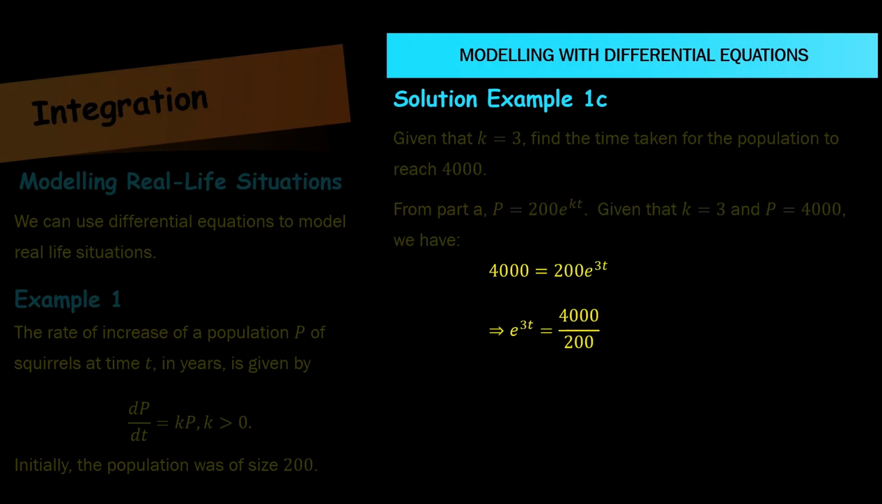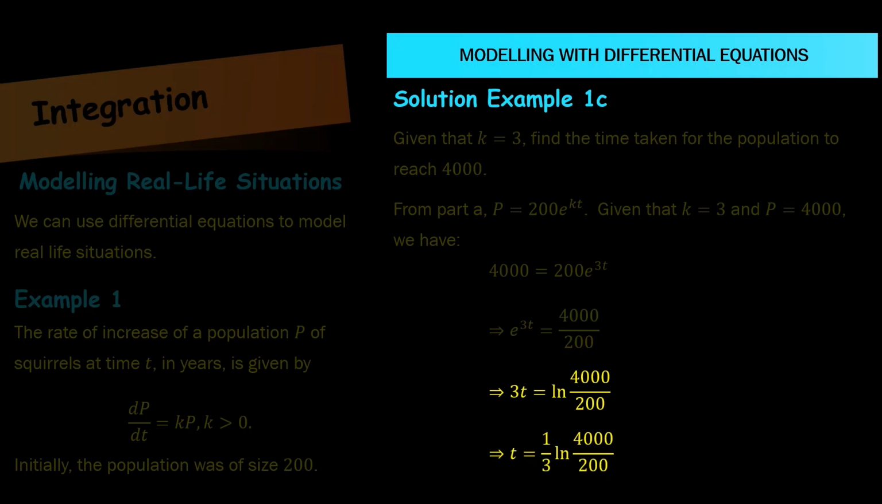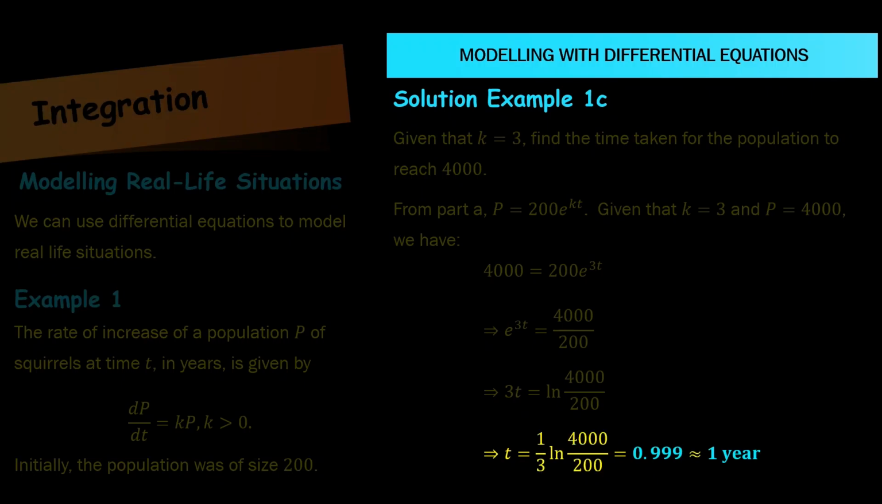Rearranging this, or dividing through by 200, gives us e to the power 3t equals 4000 divided by 200. And then taking ln of both sides gives us that 3t equals ln of 4000 over 200, giving us this expression for t, which is equal to 0.999. And this is, of course, approximately equal to 1 year.